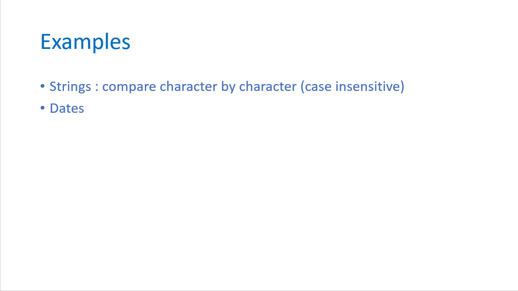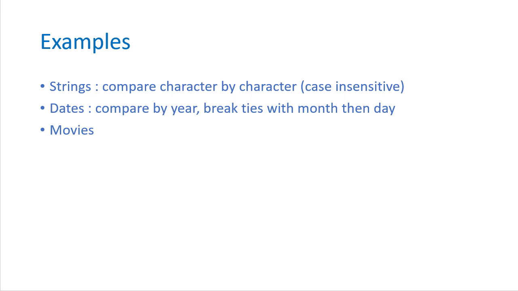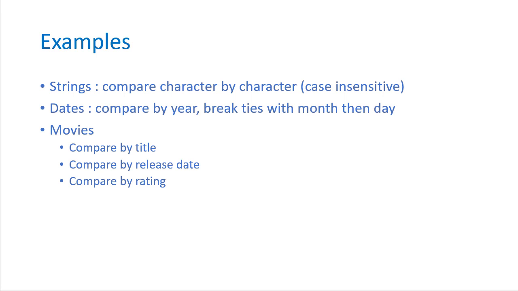Now suppose we are writing a date class. Well, we can compare dates by year and then break ties with month and then day. Movies are a little more interesting because we could compare movies by title, we could compare them by release date, or we can compare them by rating. We could also compare them by length or any other attribute that movies have. Now, which one should we use? Well, it just depends on what we're trying to do in that particular application.